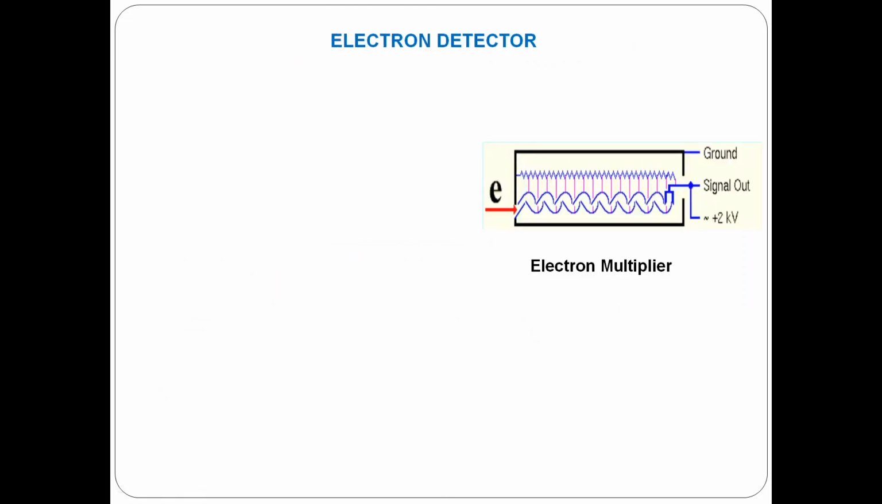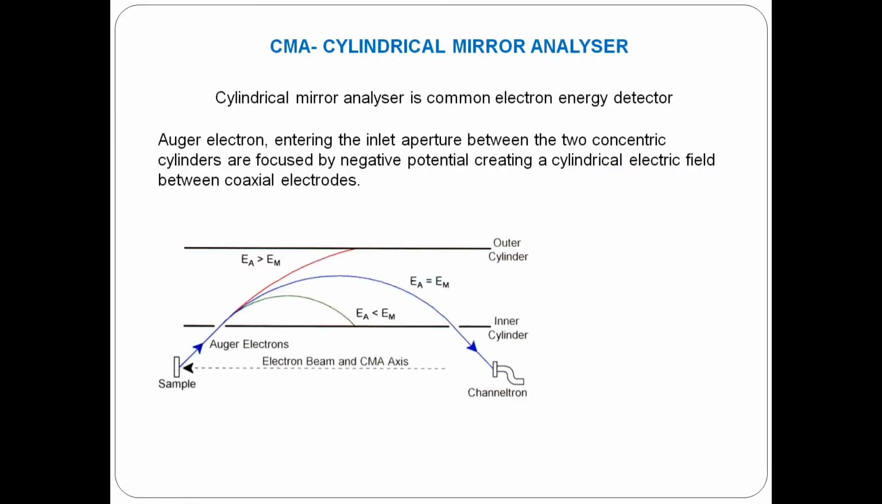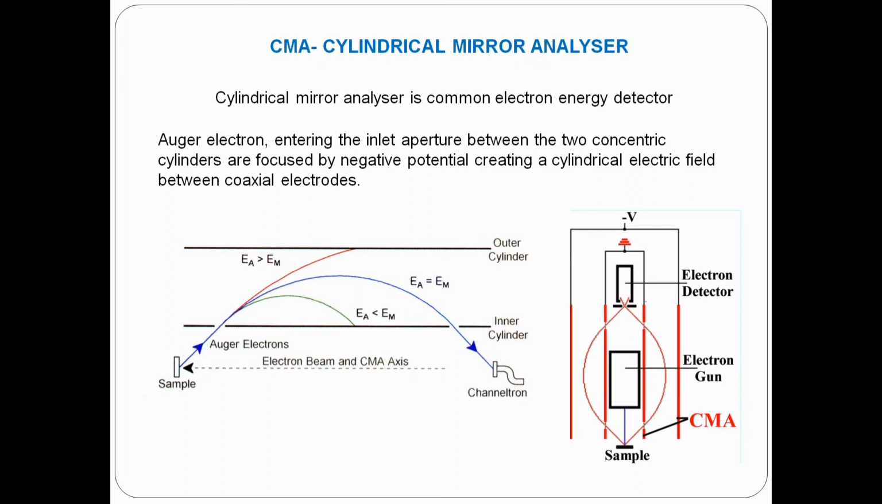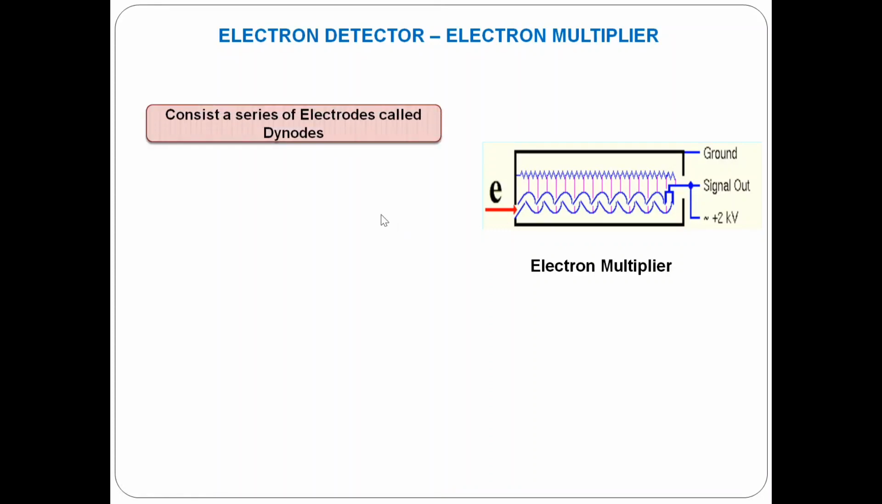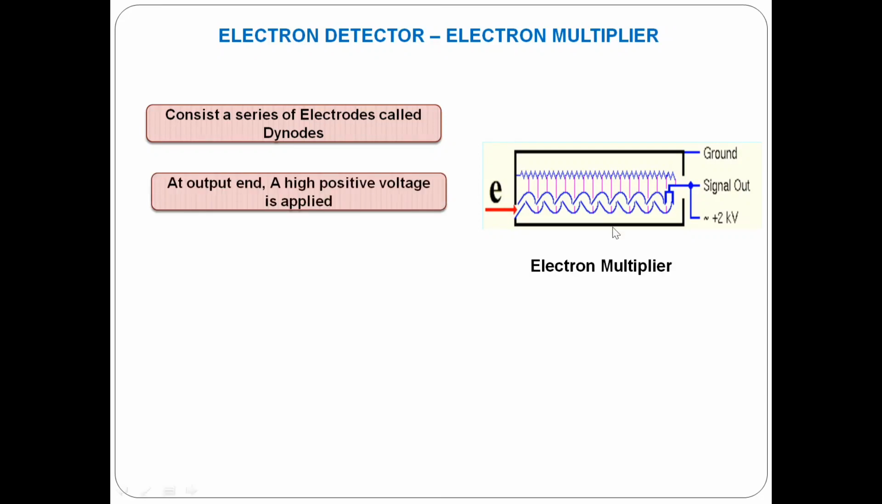So now, the electron detector. Now we discuss the detectors. When electrons pass through the analyzer, secondary electrons of a particular energy are separated from electrons of different energies. So various detectors are used to detect these electrons. This is the electron multiplier. Basically, an electron multiplier consists of a series of electrodes which are called diodes. At the output end of this electron multiplier, a high positive voltage is applied.